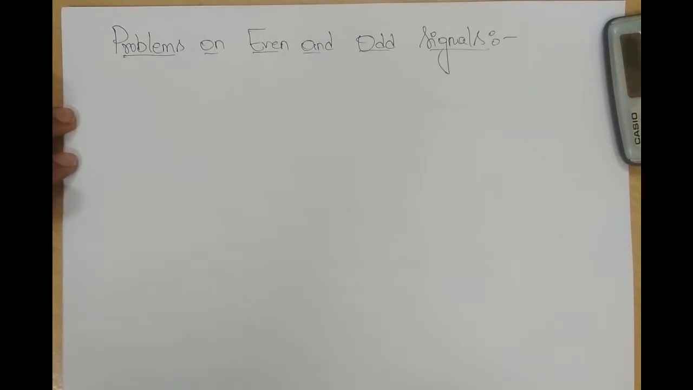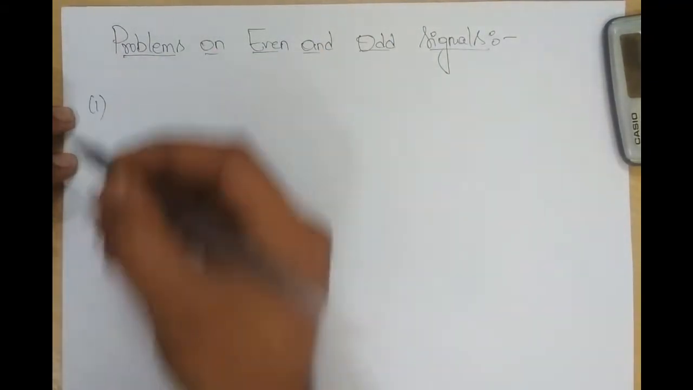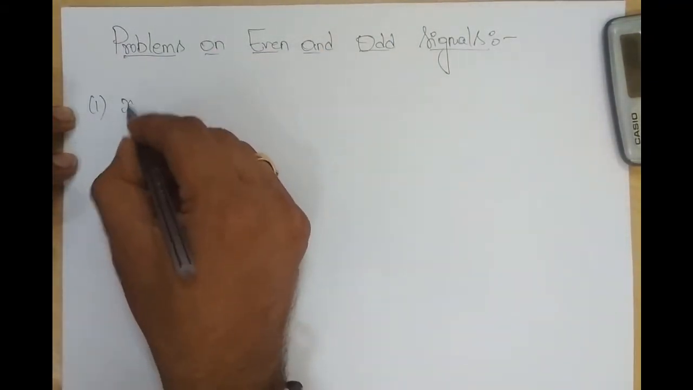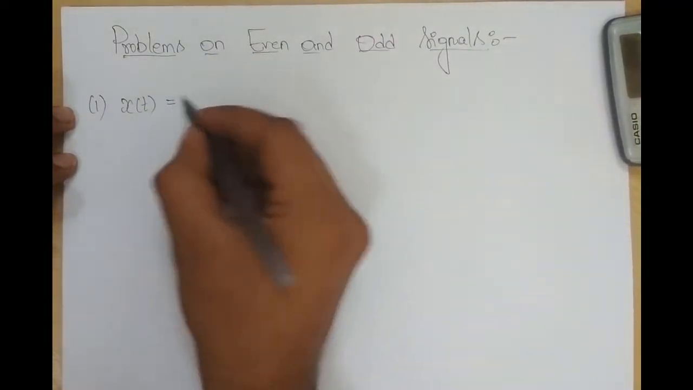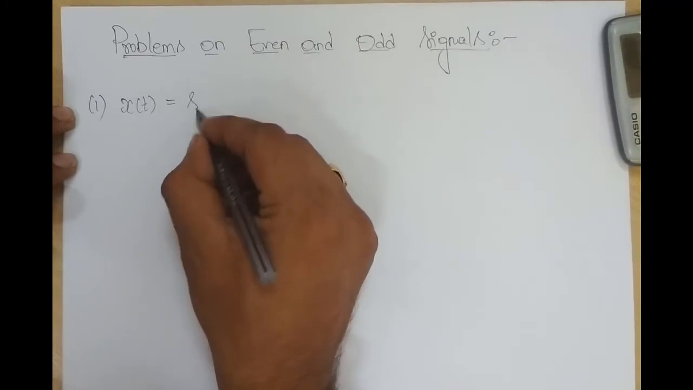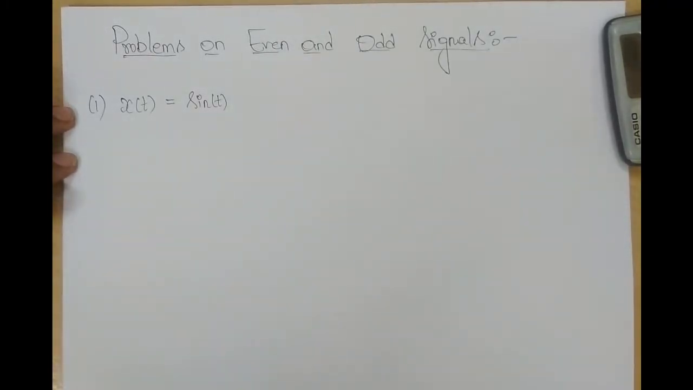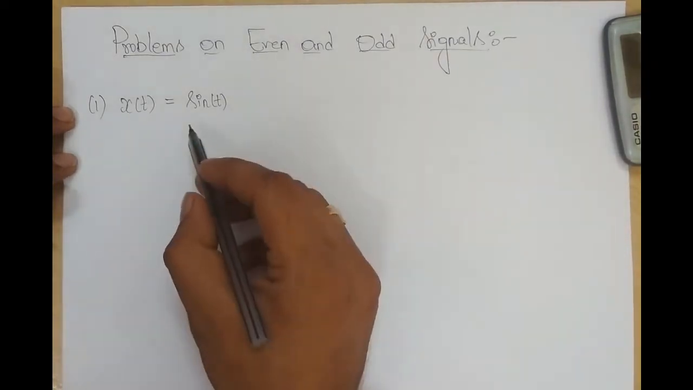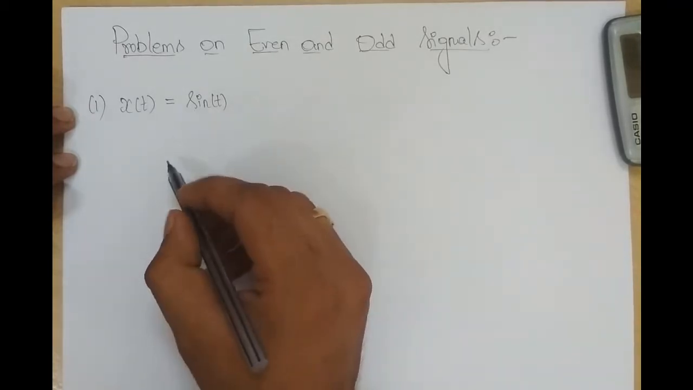In this lecture, we will be taking up a few numerical problems to find even and odd component of a signal. So the first problem is x of t, a continuous time signal. x of t is equal to sin t. What is the aim here? We have to find this signal's even and odd component, sin t signal's even and odd component.